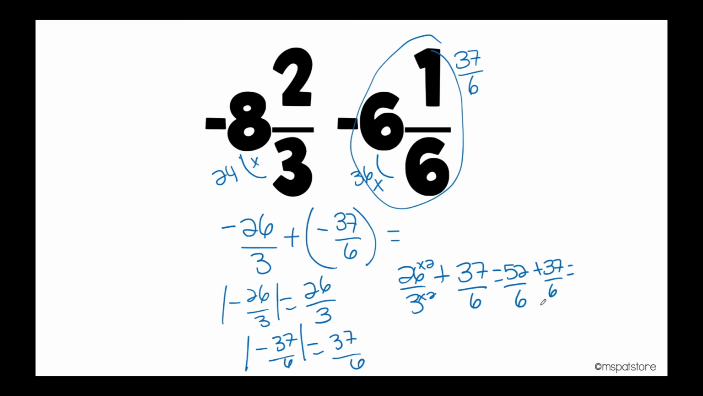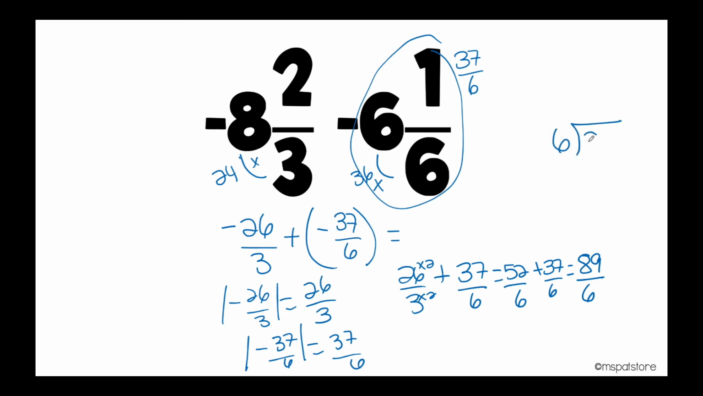37/6. Now I am ready to add them because they have the same denominator. So I will do 52 plus 37, which is 89. And I will keep the same denominator. Again, I cannot stay with this improper fraction, so I need to do my division.